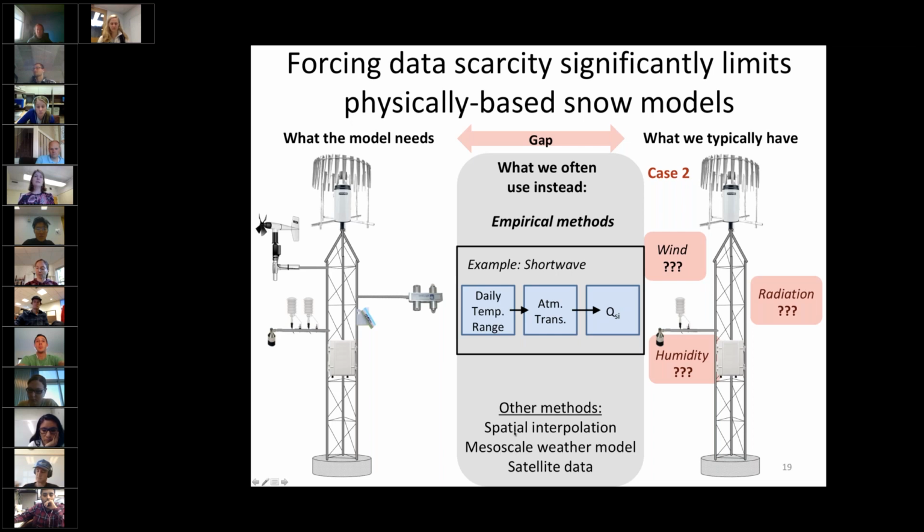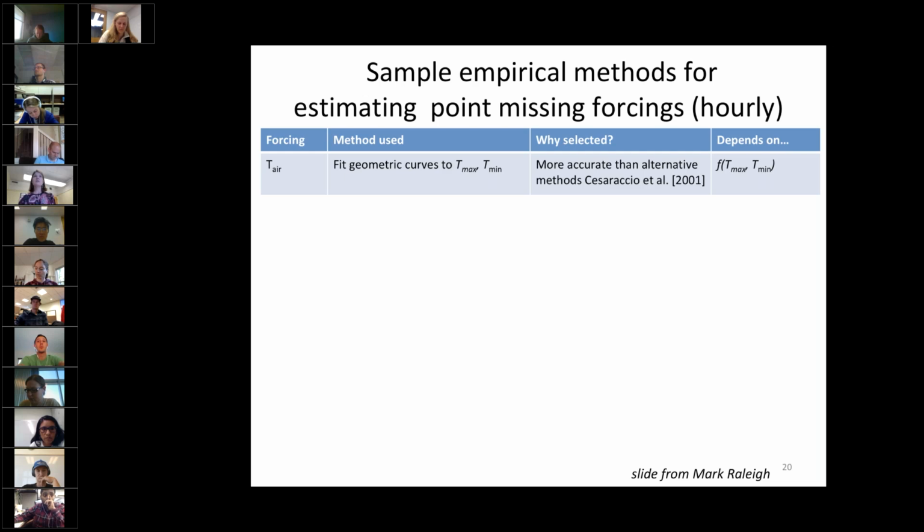We could also use spatial interpolation if we have a good MET station somewhere nearby. We could use a weather model, or we could use satellite data. And as part of homework one, you're going to look at some empirical methods for estimating the longwave and see how much of a difference they make in your snow modeling based on which method you choose. So just to walk through, this is mostly so you have a reference going forward.